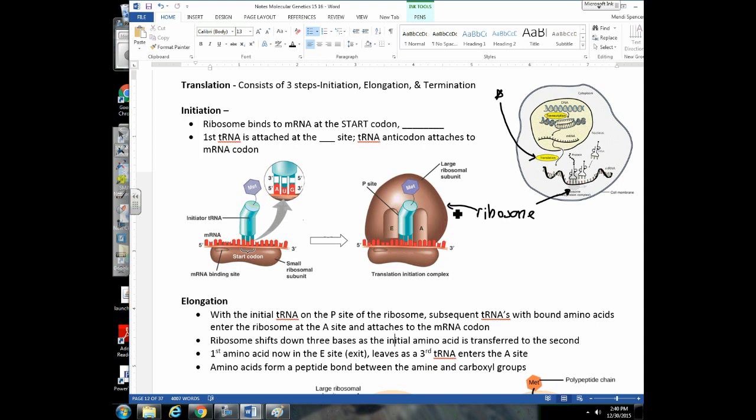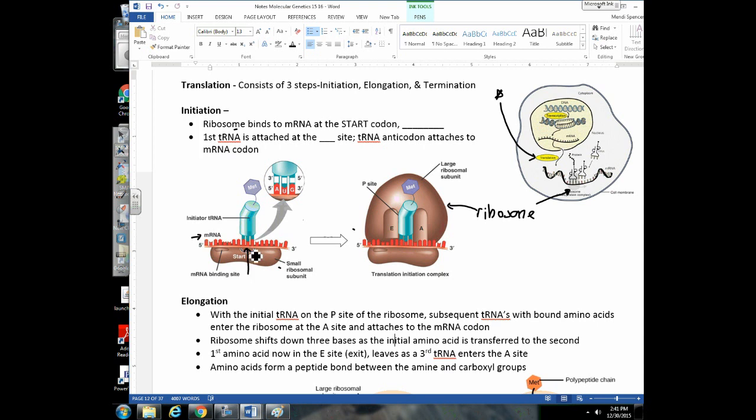So in initiation, that mRNA arrives at a ribosome. And we see that we've got 2 parts to this ribosome. We have what's called a small subunit, and we have a bigger subunit. And the small subunit is binding to the mRNA. And the smaller subunit is going to find what's called the start codon. And you see that right here.